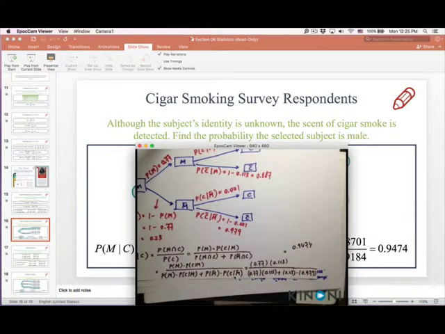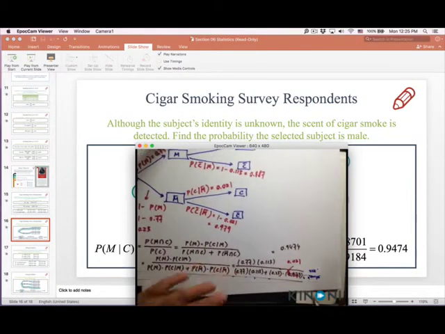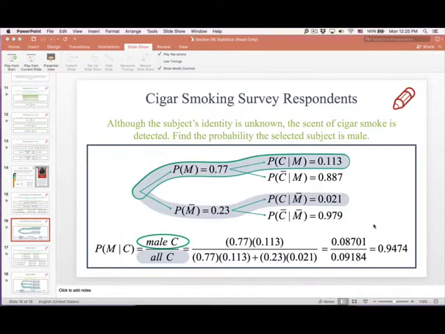My bad. This is the conditional probability given that it is a non-male, so this shouldn't be 0.979. It should be 0.021 in here. Sorry. This one, 0.021. Then you should get 0.9474 here.